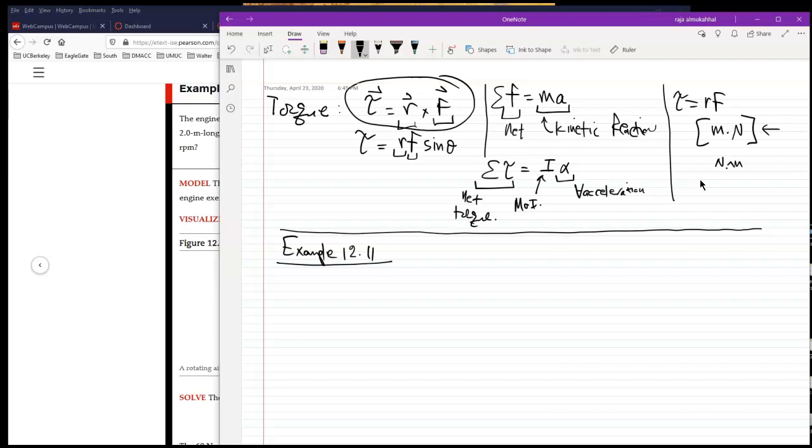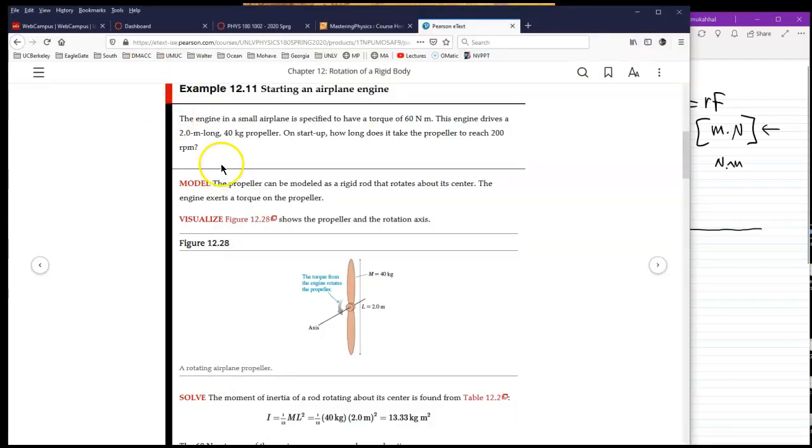But anyway, let's write down what's given to us here. You have an airplane engine, and then you get that fan, whatever you call that thing. And we have a torque of 60 Newton meter. This engine drives a 2 meter long, 40 kilogram propeller. I guess that's the proper name for it, propeller. So we have the length of this. We're going to see it as a rod, remember that.